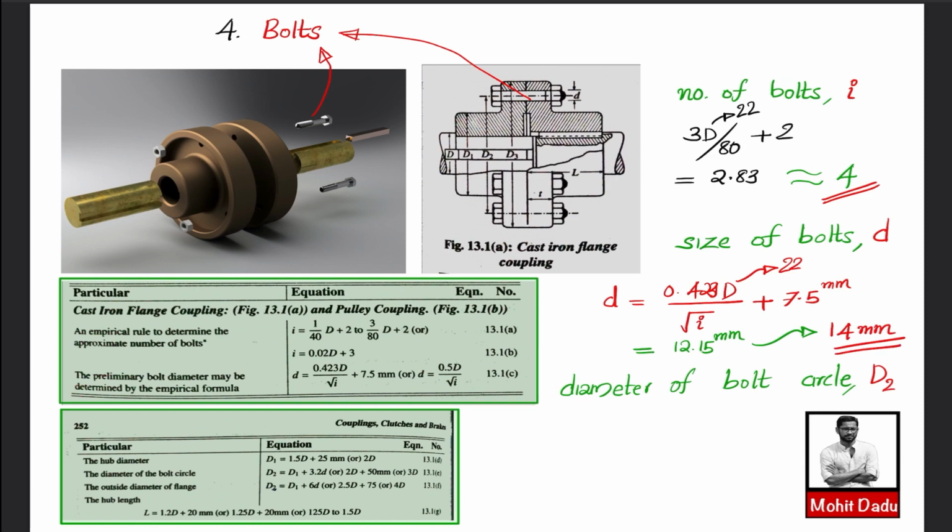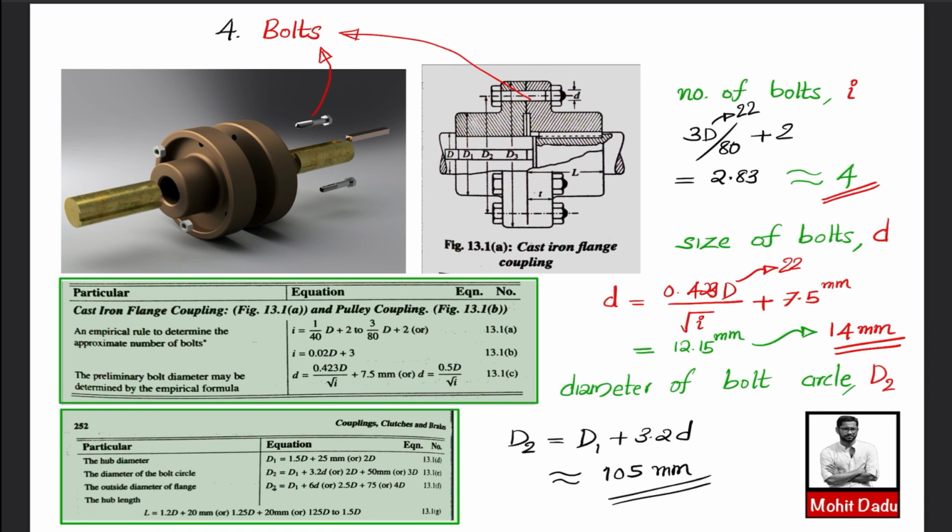Next we will be evaluating the diameter of the bolt circle. Diameter of the bolt circle means, these bolts are coming in a circular manner and this diameter of the bolt circle is known as D2. In this figure also you can see the D2. This is the pitch circle diameter of the bolt, and for finding this pitch circle diameter you can use equation 13.1e. Here we will be evaluating the diameter of bolt circle D2, which is equal to D1 plus 3.2 times D, where D is the diameter of the bolt. Then you will be getting approximately around 105 mm. So this is the pitch circle diameter of the bolt.